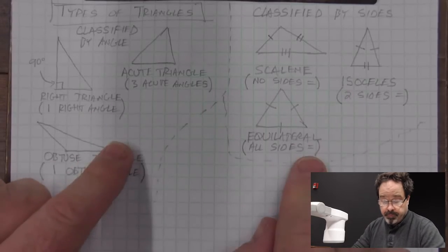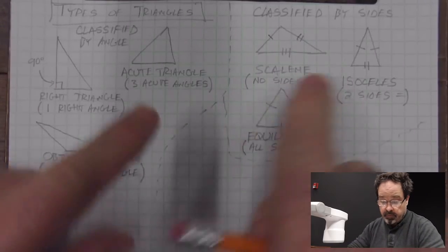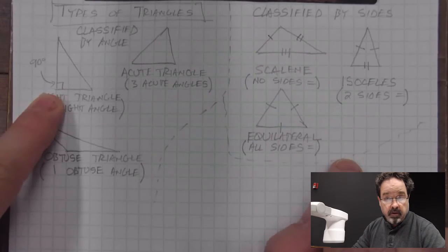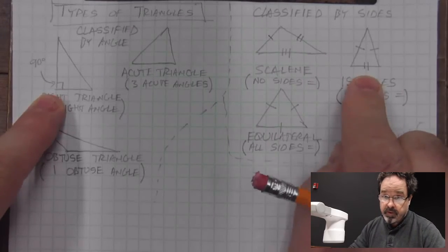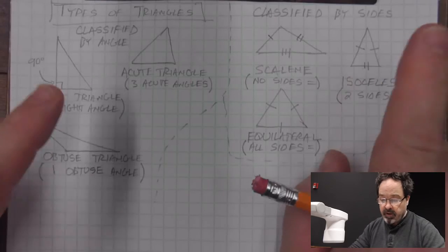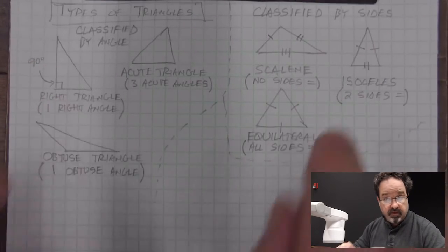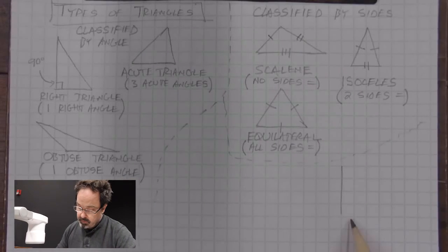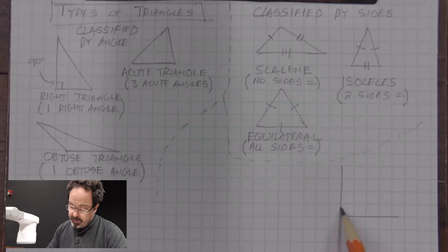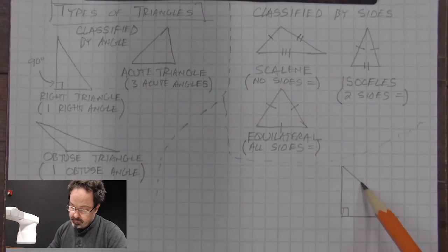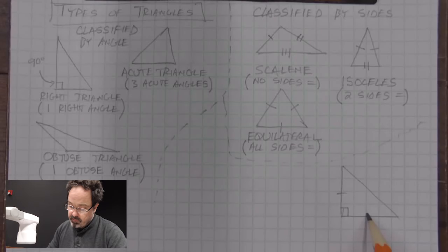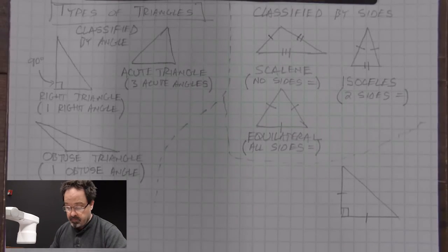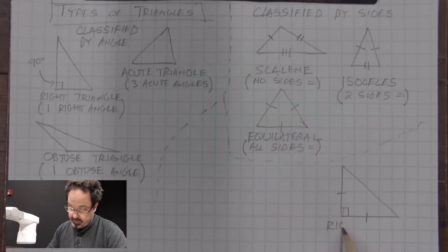Now, it is possible to combine several of these. We could have a triangle that has a right angle in it, but also has two side measures being equal. So if we have both of those qualities going on in the same triangle, we can draw an example of that. A right angle with two sides being equal is both a right triangle and an isosceles triangle. We can call it a right isosceles.